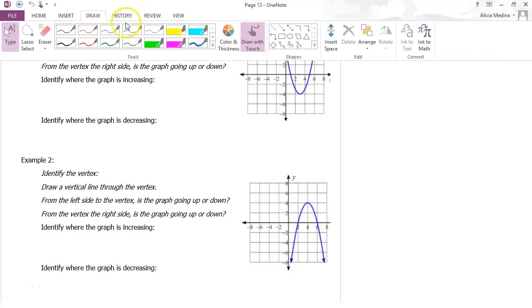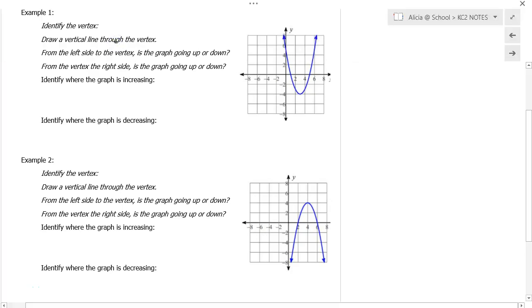Hey guys, in this video we're going to be covering 2A.4, and our master learning objective is being able to identify when the graph of a parabola is increasing or decreasing. First step is, we need to identify that vertex. So where is that lowest or highest point?